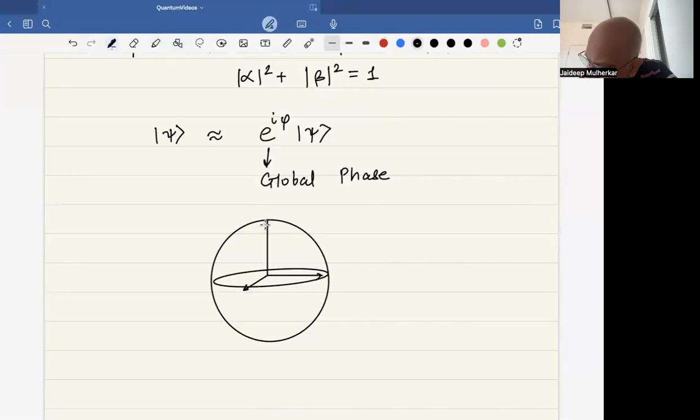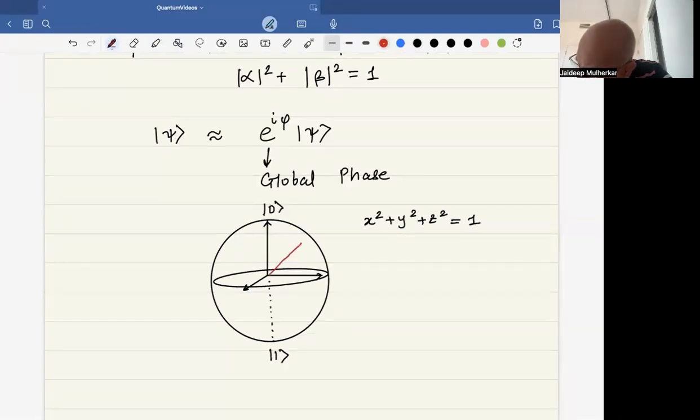On the surface of the sphere are all the pure states. For instance, the north pole will be this ket 0 state. The south pole will be ket 1, and so on. This is a unit sphere, so we have x squared plus y squared plus z squared is equal to 1. And if I have any point on the sphere, let's draw a point.